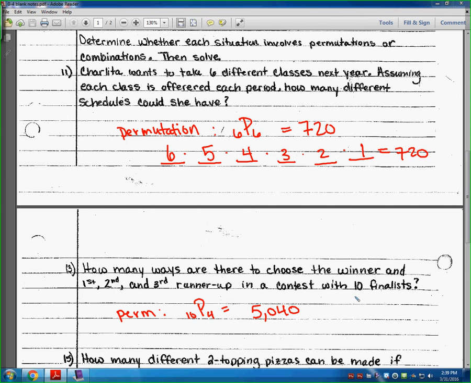Again, you could use the fundamental counting principle. There's the winner, there's first place, second place, third runner-up, right? 10 finalists are available here, and then 9, and then 8, and then 7, and it's still 5,040. Okay?